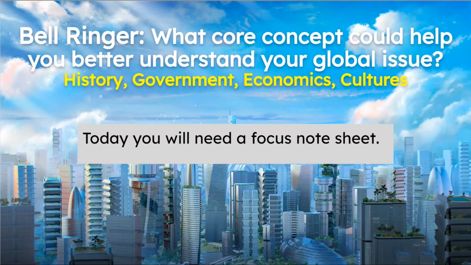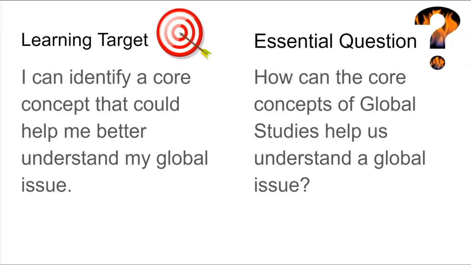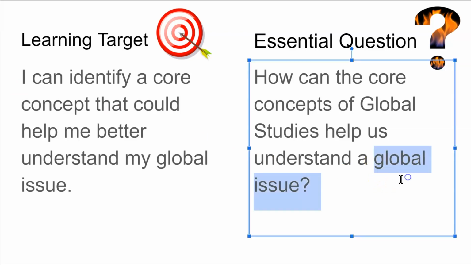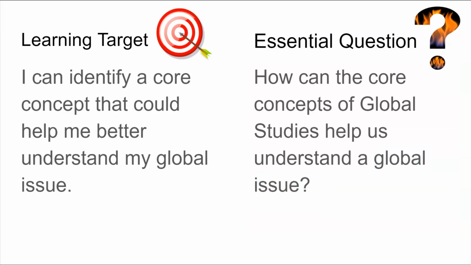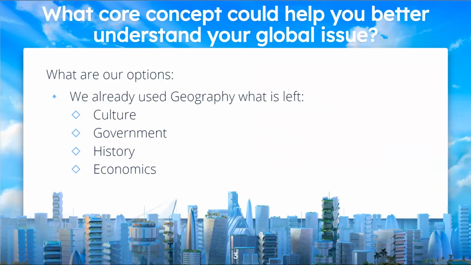All right, after you have decided which direction you might want to go, could be history, government, economics, or cultures, let's look at our learning target. Today, you're going to be able to identify a core concept that could help you better understand your global issue. The essential question is still the same as it's always been. We're still trying to figure out how these core concepts help us understand ourselves and the world around us, especially our global issue that we decided on last week. What core concept could help you better understand your global issue?